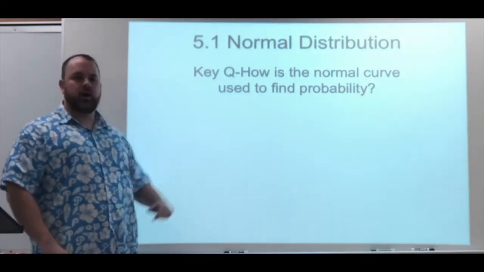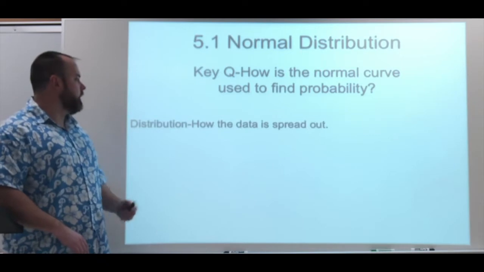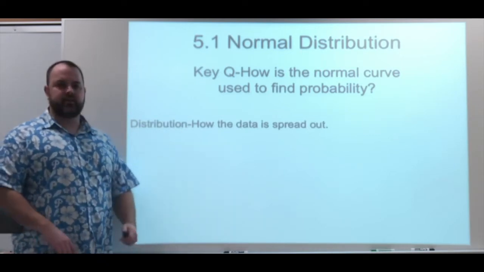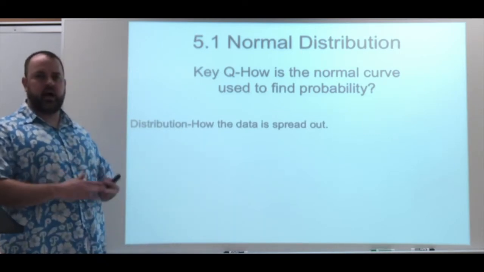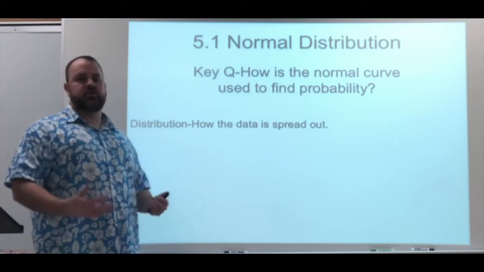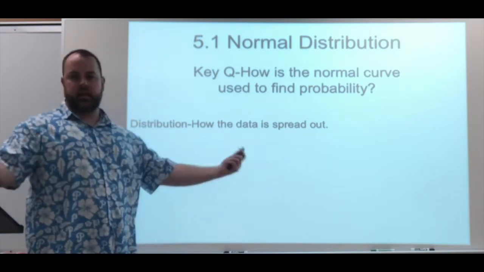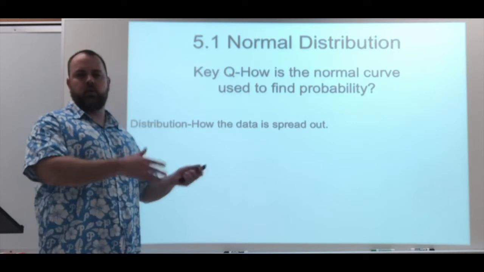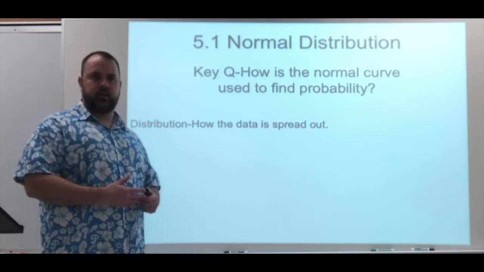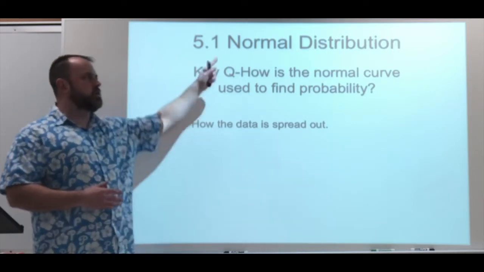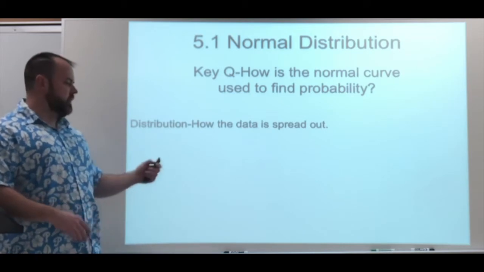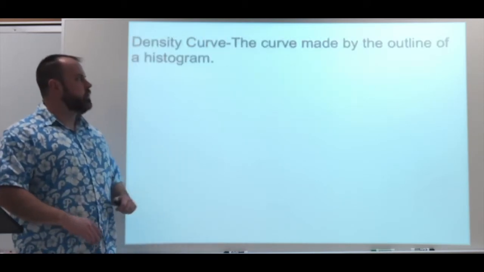Okay, so 5.1, the normal curve. Distribution is how the data is spread out. We looked at histograms, dot plots, box and whisker plots, a bunch of different displays that are showing you how the data is spread out from one category or interval from one to the next. Okay, we're not focused on the normal distribution yet. Let's just get a quick review on a couple other things.